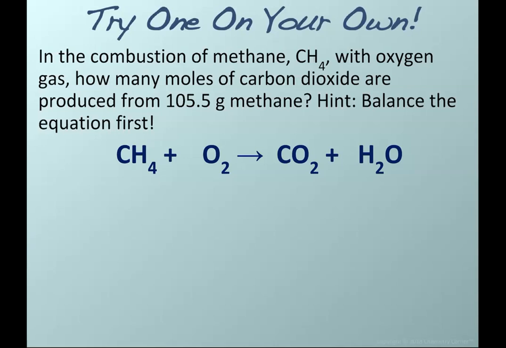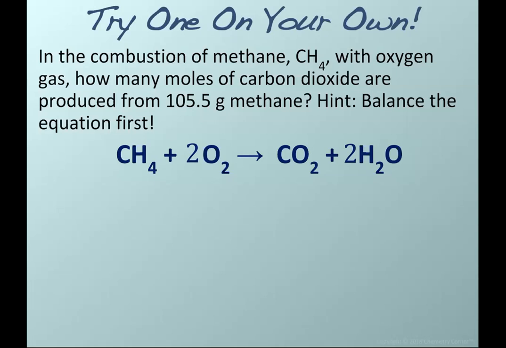This equation is not balanced. There's 1 carbon on either side, but there's 4 hydrogen here and only 2 here. There's only 2 oxygen and there's 3 oxygen. So you have to balance this by putting 2's there. Now we've got 4 oxygen, 4 oxygen, 4 hydrogen, 4 hydrogen, and 1 carbon. So now everything's balanced. So start with what you're given.